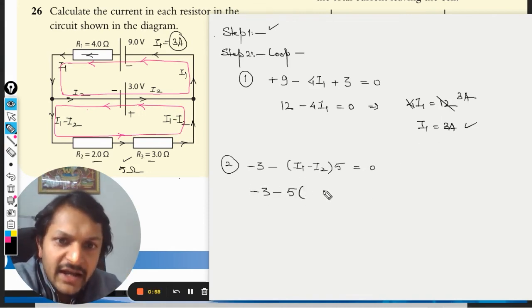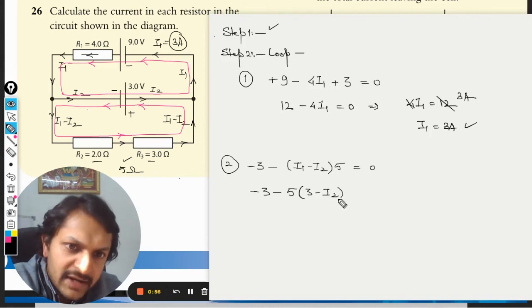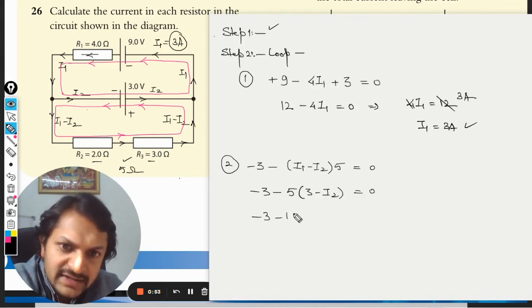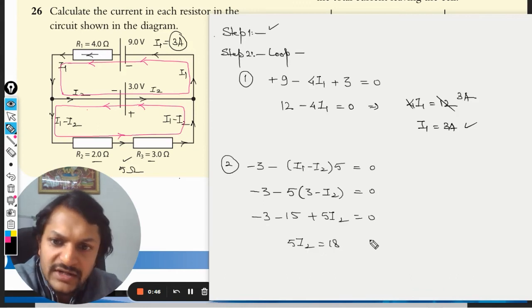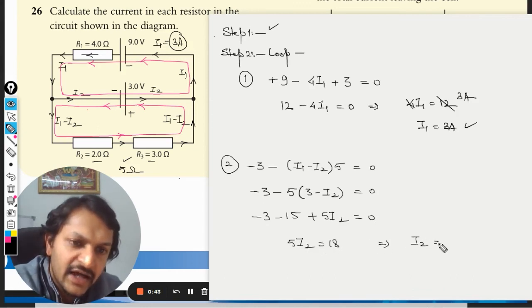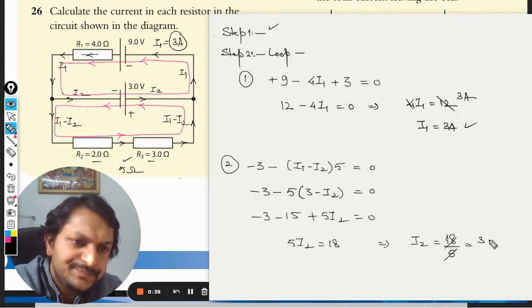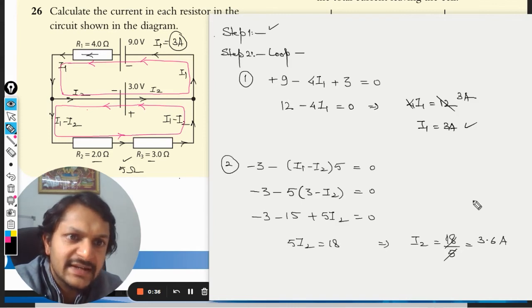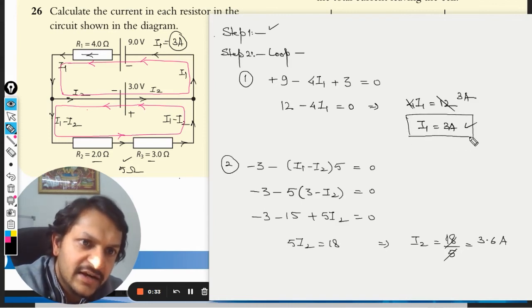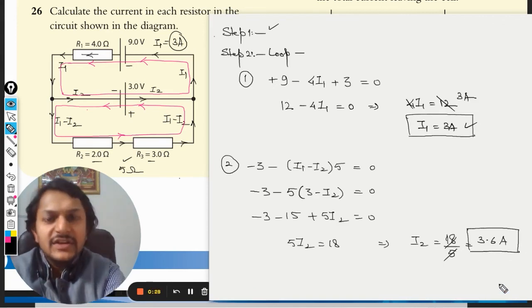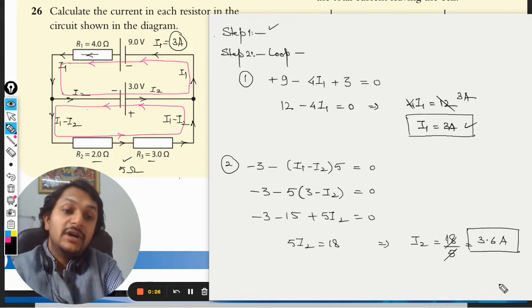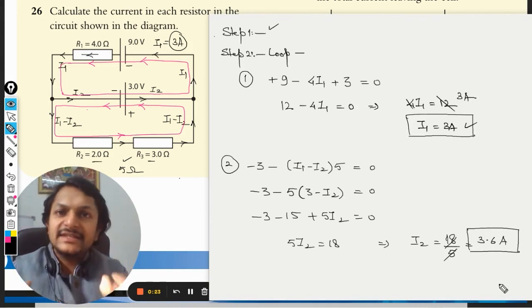Minus 5, and I1 is taken to be 3, minus I2. It will be minus 3 minus 15 plus 5I2. It will become 5I2 is equal to 18, and from here I can say that I2 is 18 divided by 5, which will become 3.6 ampere. Yes, so these are the currents in our circuit. So I1 is equal to 3 ampere and I2 is coming out to be equal to 3.6. So this is how we do it.